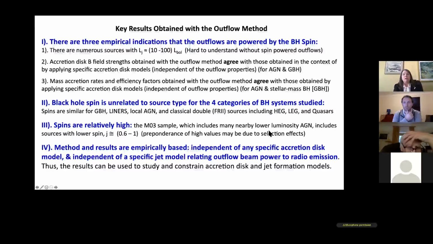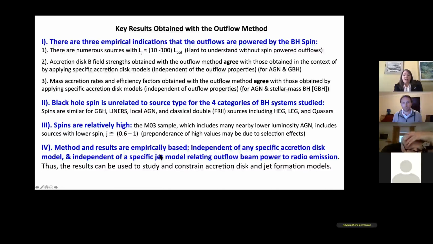Even including many nearby low luminosity AGN, the spins range from about 0.4, 0.5, 0.6 to about 1. And for the non-local samples, the preponderance of the high value spins is probably due to selection effects.